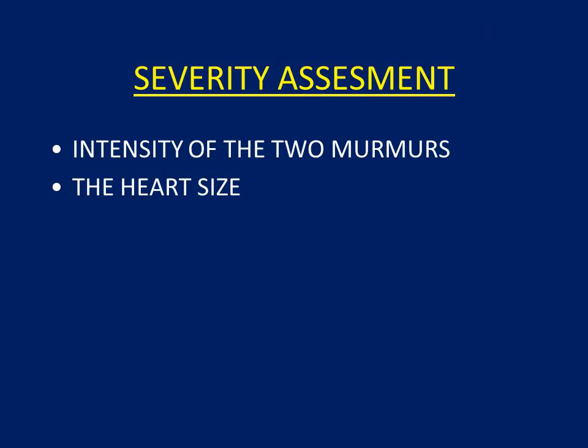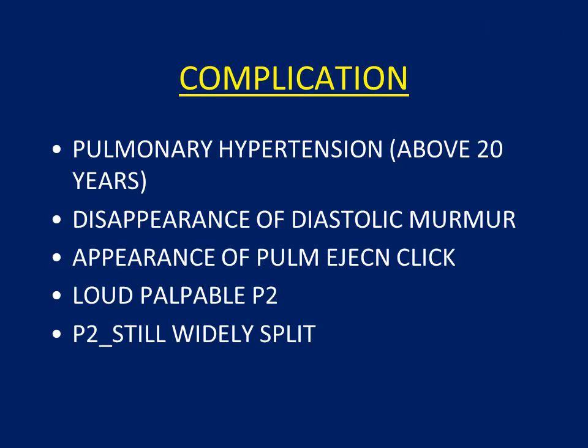Severity assessment: intensity of the two murmurs and the heart size. Complication: pulmonary hypertension, above 20 years. Disappearance of the diastolic murmur and appearance of a pulmonary ejection click. Loud palpable P2; P2 is still widely split.